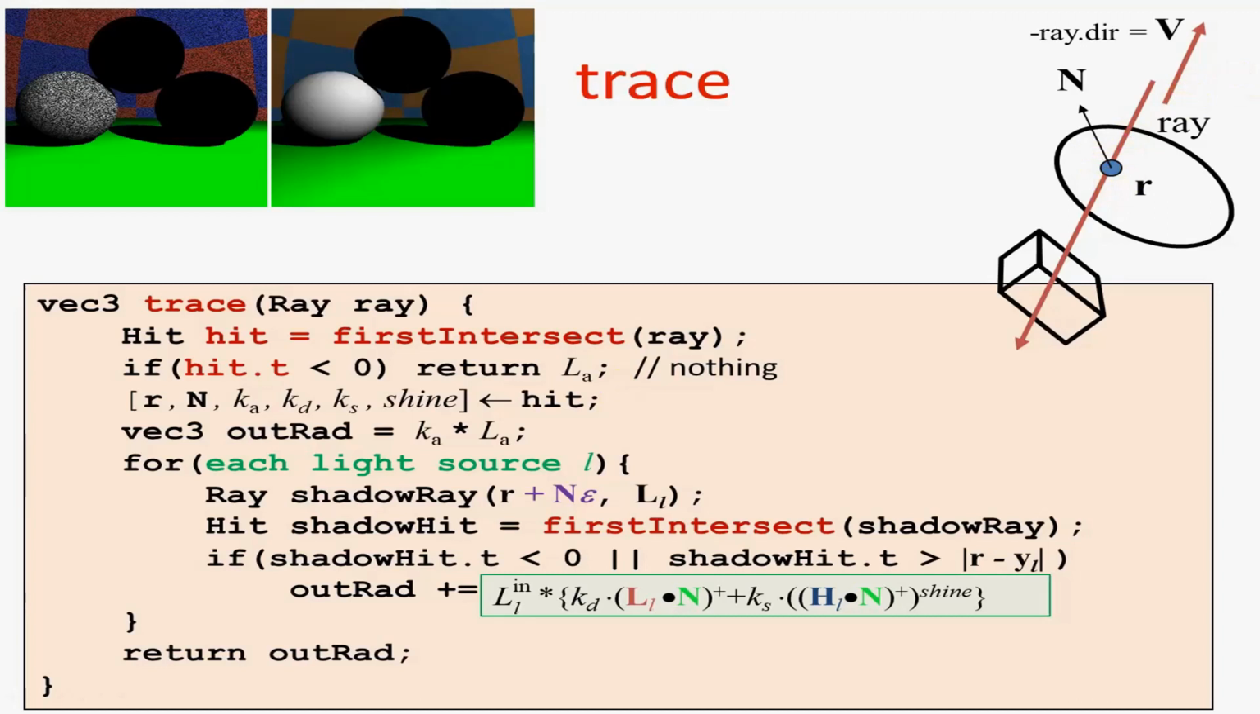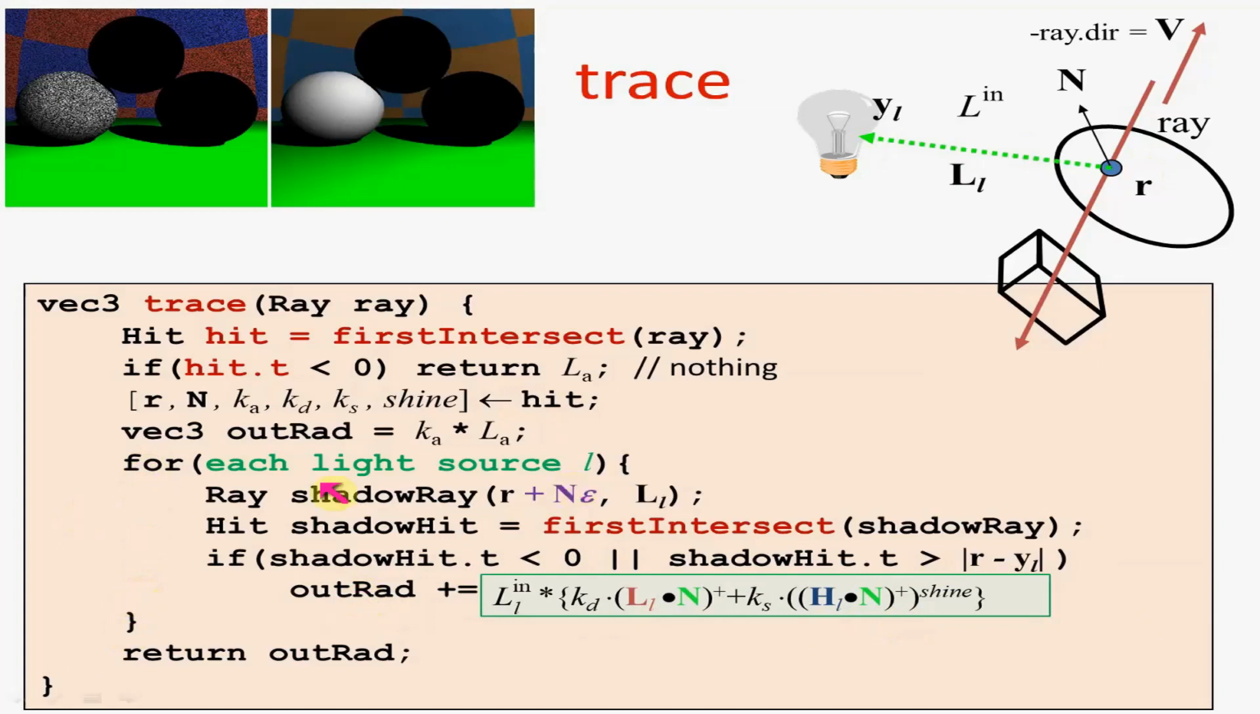To check the visibility of a particular light source, another ray called the shadow ray is traced from the shaded point into the direction of the light source. If this ray intersects an object and this intersection is closer than the light source itself, then this light source is unable to illuminate the point, so the point is in shadow. If this is not the case, the contribution of the light source using the diffuse plus Phong-Blinn formula is added to the output radiance. This for loop considers all abstract light sources one by one.